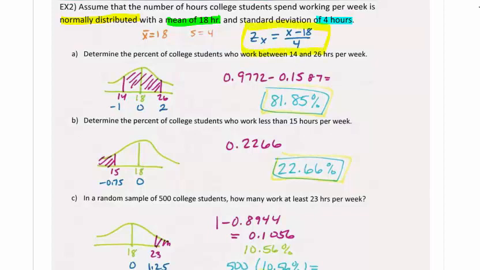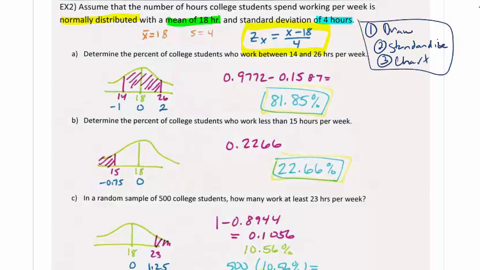So remember, number 1 step, you draw. Number 2 step, you standardize. And number 3 step, you use the chart. I expect to see all of those steps on your paper. You can show more work than I have here on these pages, but this would be the minimum I would expect for you to see on here.